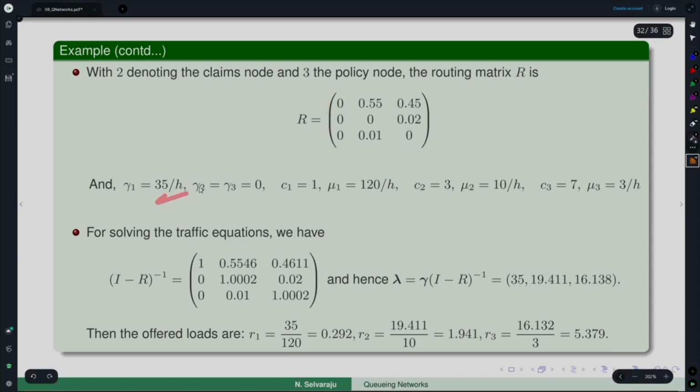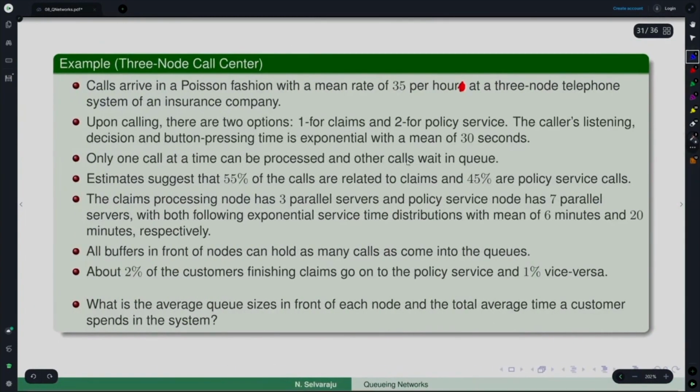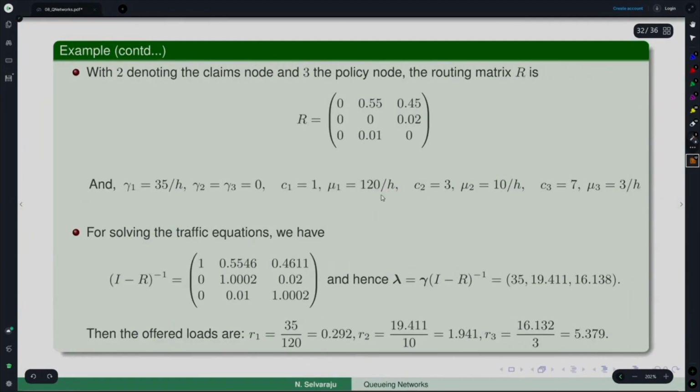Now, from outside the arrival rate is 35 per hour, and in nodes 2 and 3 there are no external arrivals. Node 1 has a single server, because only one call can be there in the beginning, and 120 is the rate at which calls are processed, because 30 seconds means 120 per hour. C2, which is the claims node, has 3 servers and 6 minutes per call, so it is 10 per hour. And C3 has 7 servers, with a rate of 3 per hour.